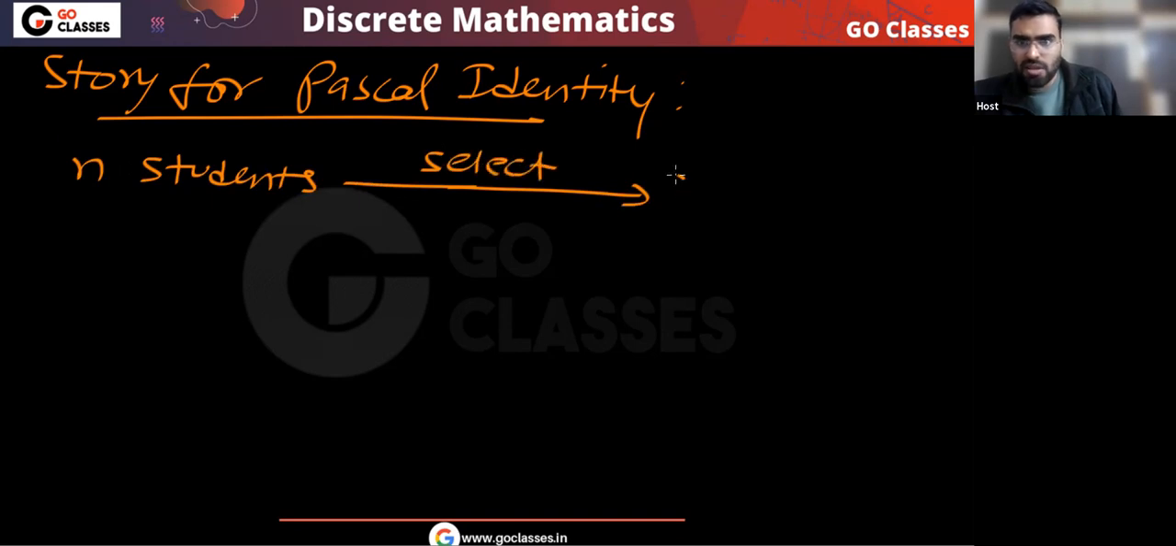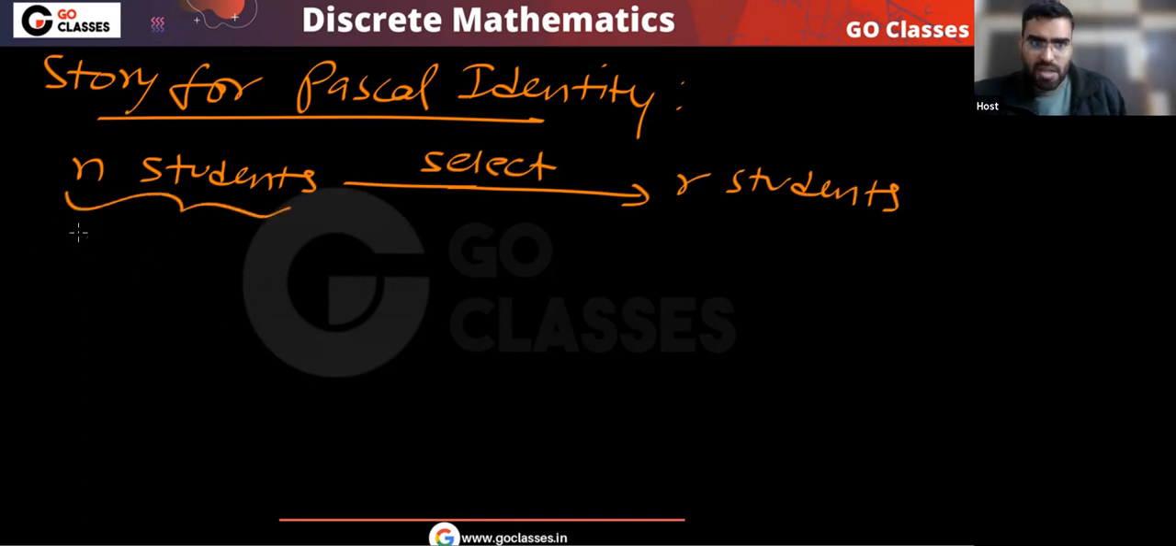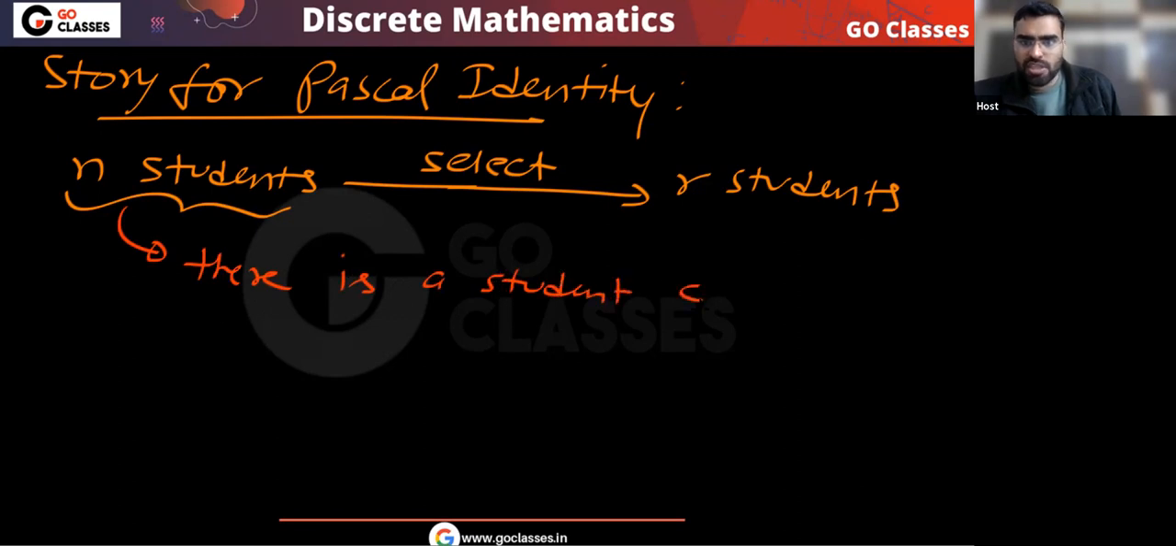You want to select R students. This is what you want to do. And let us assume in this class there is a particular student Y. Now you can notice one thing. If you are selecting R students, how many ways are there? Can you tell me?